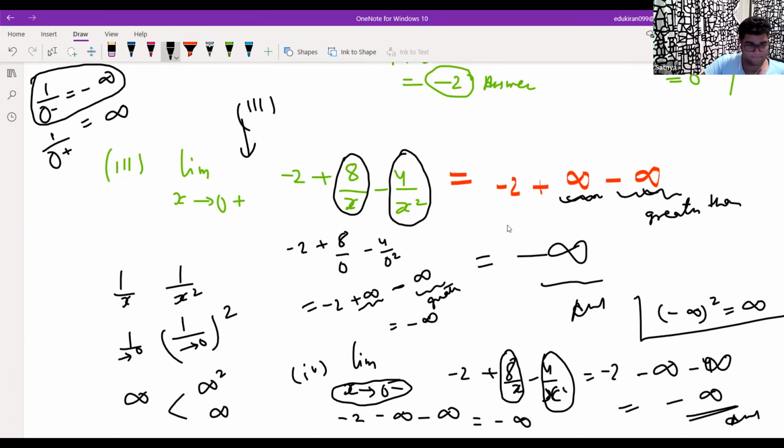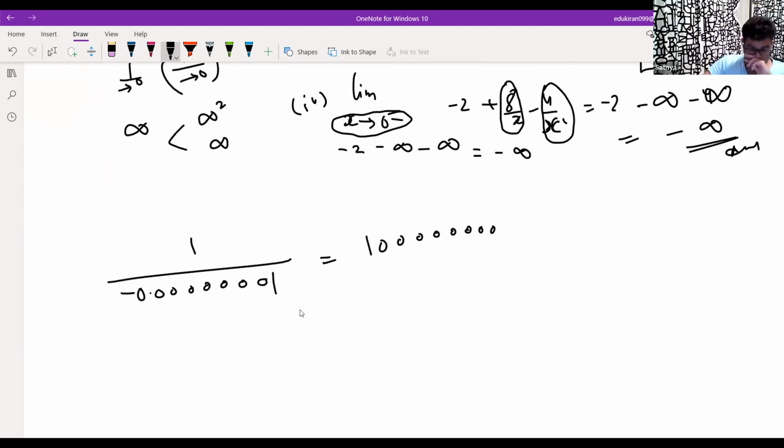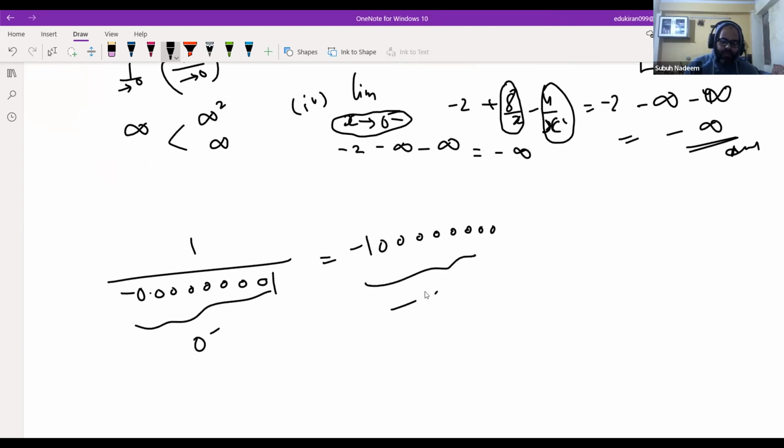How is the plus turning minus? Over here, the second step of the fourth one. Minus 2, minus infinity, minus infinity. Yes. So, isn't it plus 8 by x? So, x is 0 minus, no? Okay, so it will become minus infinity. Let me take a value like minus 0.0001, and take the reciprocal. So you'll get minus 10000. Like this. So if you take 0 minus, you get minus infinity.